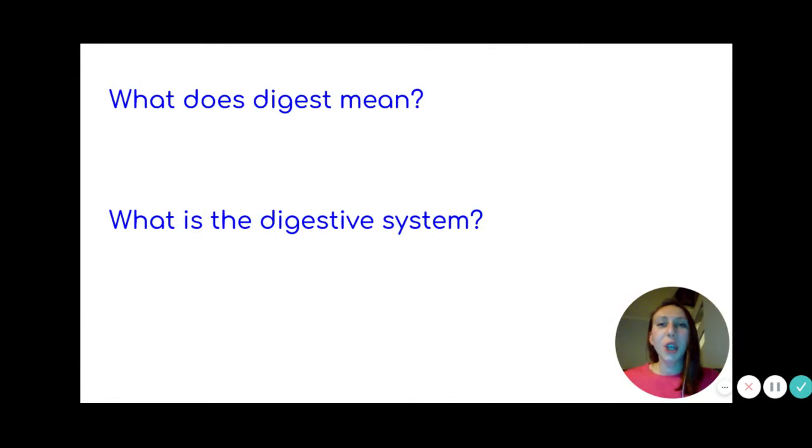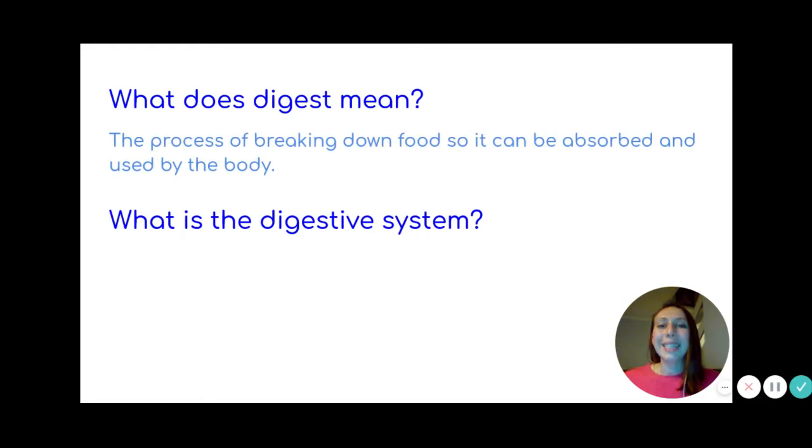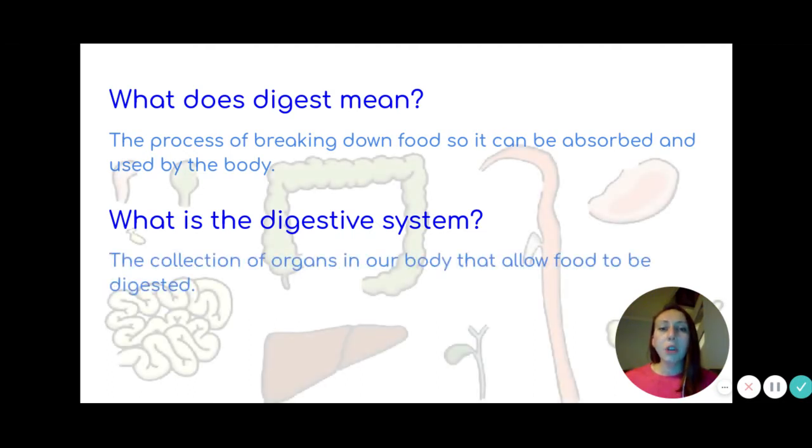So before we go into too much detail, we need to understand a couple of key terms. What does the word digest mean? You might have heard it before. So digest means to take something in. When we're talking about food, it's how the body takes in food by breaking it down and absorbing the good bits that we need. So what does the digestive system mean? It's the collection of body parts or organs that allow our body to digest food.